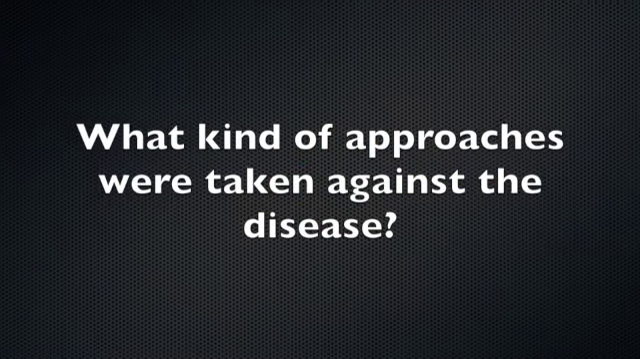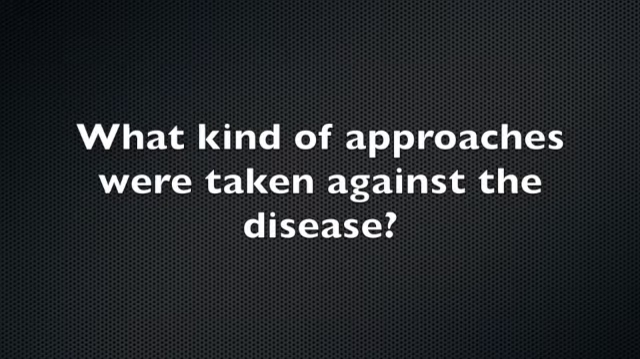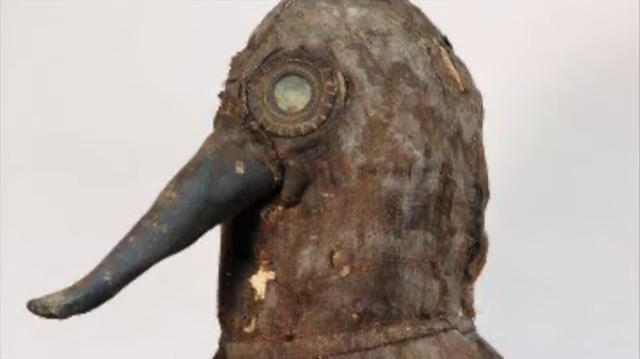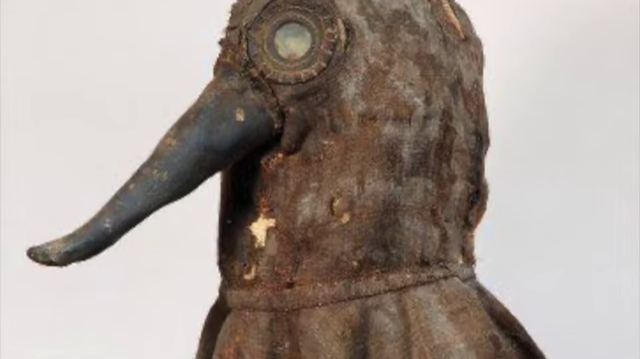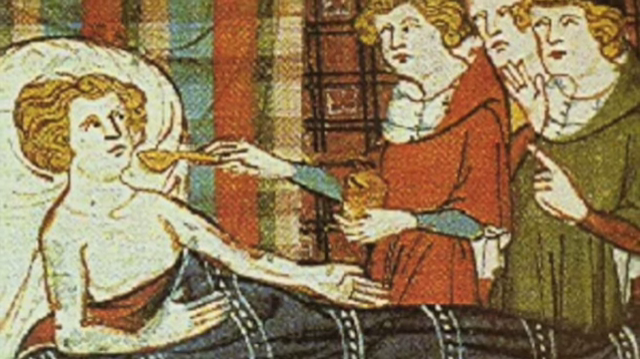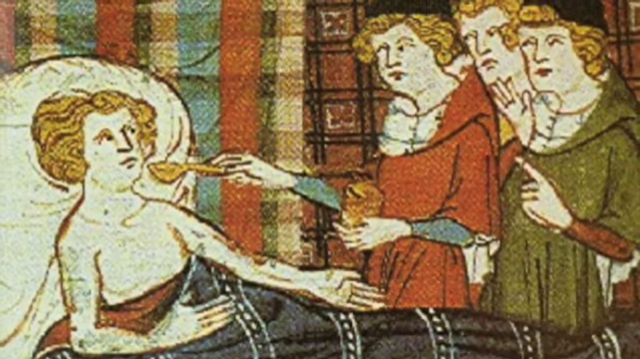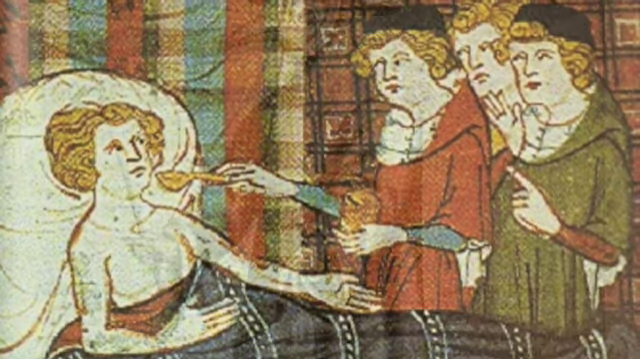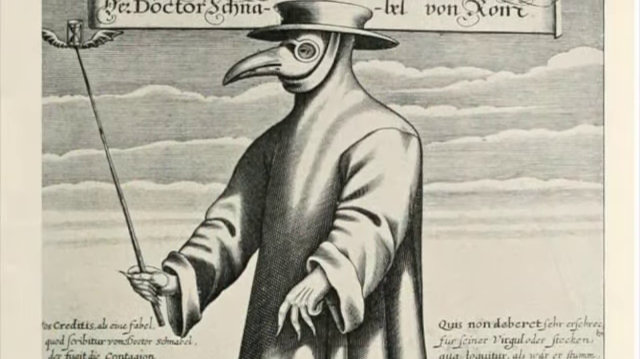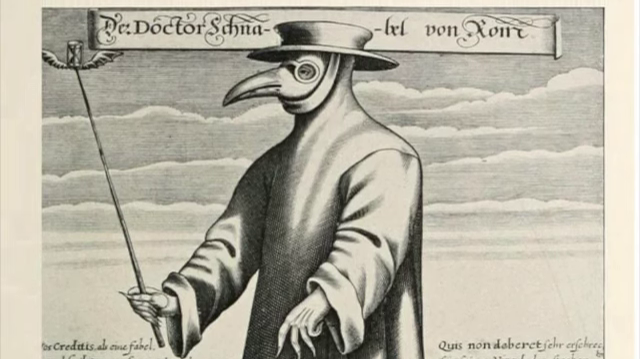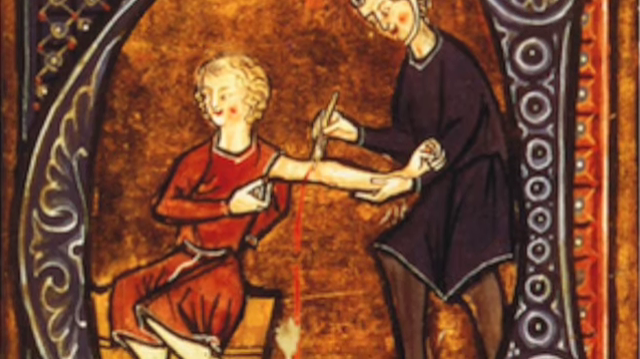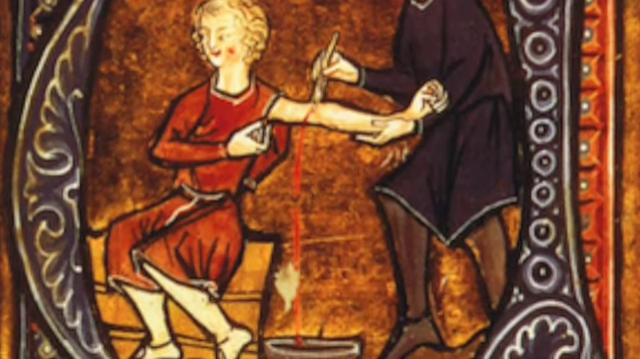What kind of approaches were taken against the disease? Ancient History Encyclopedia's article, Medieval Cures for the Black Death, demonstrates the different types of treatment approaches that were used to reduce the spread of the disease. Plague doctors tried medicinal approaches such as potions, bloodletting, paste, and etc. However, during the Middle Ages, hygiene was poorly practiced, and medical treatments were usually ineffective.